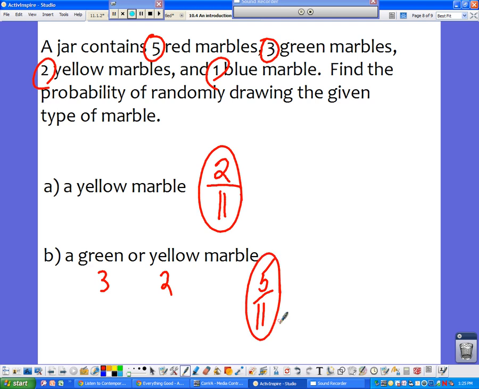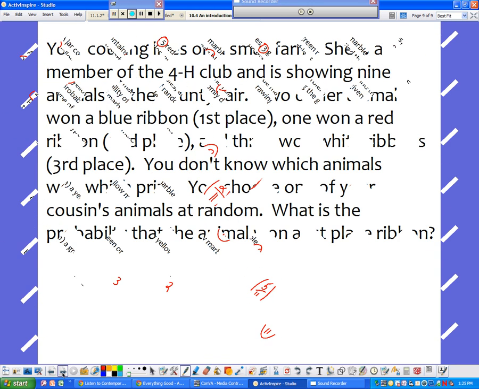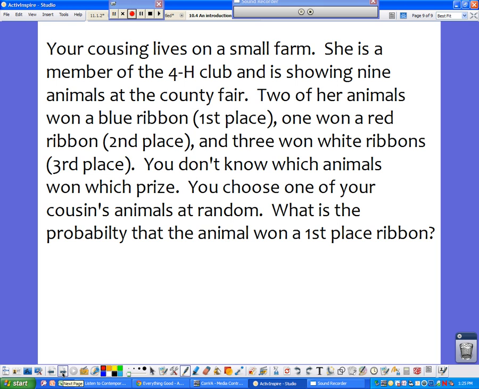Now, the only reason I wanted to show this last example real quick is because you've got to be really, really careful when solving these questions. It says your cousin lives on a small farm. She is a member of the 4-H club and is showing 9 animals at the county fair. 2 of her animals won blue ribbon, 1 animal won red ribbon, and 3 won white ribbons. You don't know which animals won the prize. You choose one of your cousin's animals at random. What is the probability that the animal won first place? If you remember, first place is going to be the blue ribbon. So what's the probability that they got a blue ribbon?